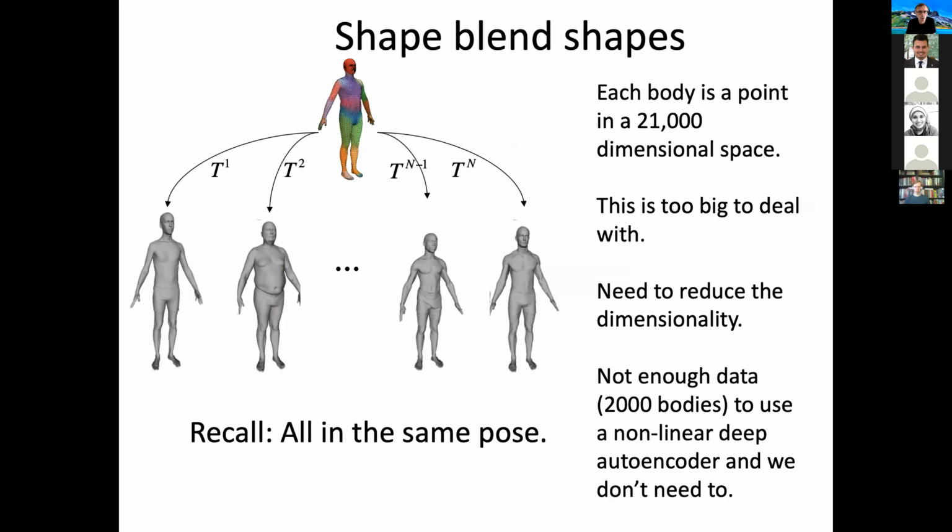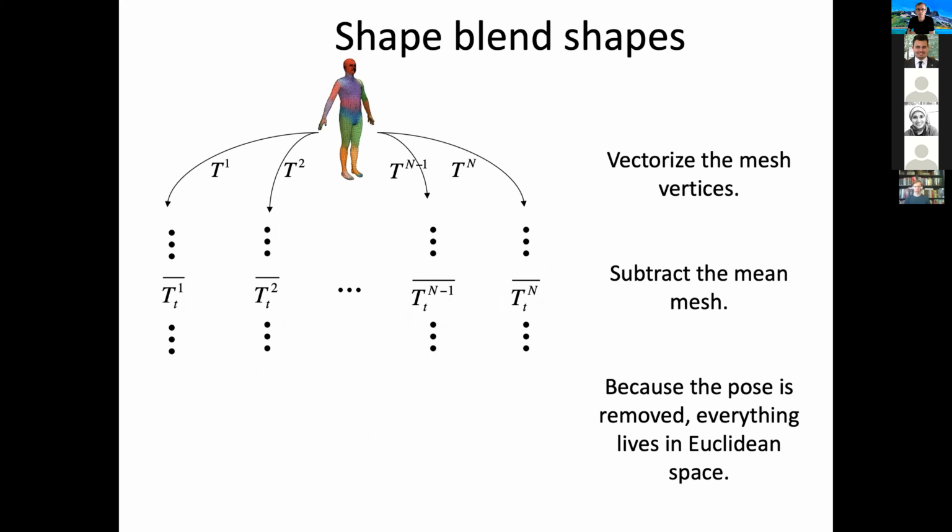So what we're going to learn is a statistical model of shape. We're going to start with this mean body shape. Here we'll look at men just for simplicity. They're all in the same pose. We have each body represented as a 21,000-dimensional vector, and we want to compress this into a low-dimensional space. Of course, we could use a fancy non-linear deep autoencoder, but we don't have enough data to do it, and we don't need to do it. Alex will show you why.